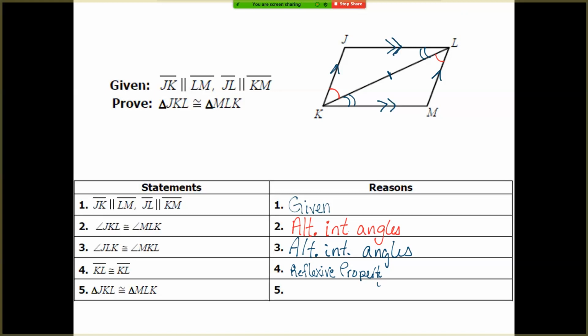If I go ahead and mark that in my diagram, that's in the middle, notice that line segment is shared by both triangles, and it's included between the 2 angles that we just proved congruent. So it is the included side, which means we've proved this congruent by angle, side, angle.